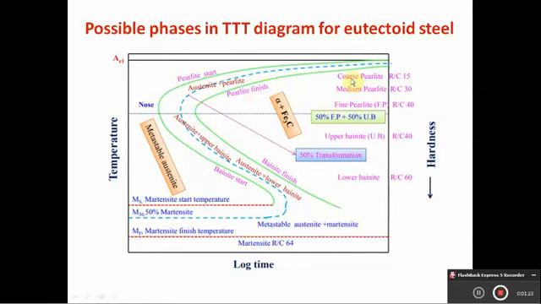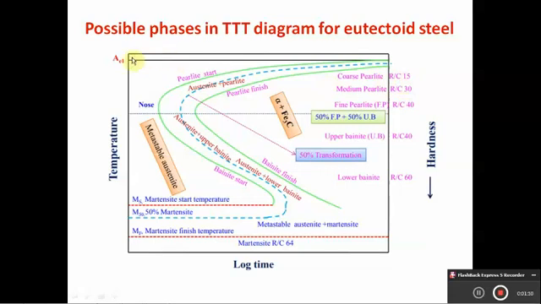completed. Here you can see that at somewhat higher temperatures, austenite will get transformed into pearlite, but that pearlite is coarser in nature. The interlamellar spacing between ferrite and cementite is somewhat larger, and that is why its ductility is more. Its hardness measured on the Rockwell hardness C scale is 15, that is RC15.